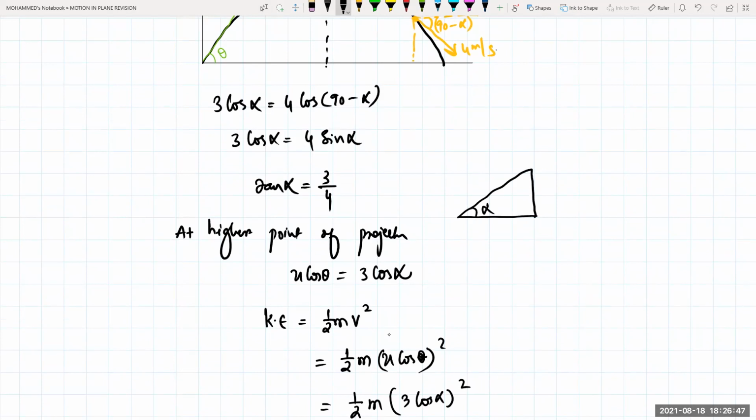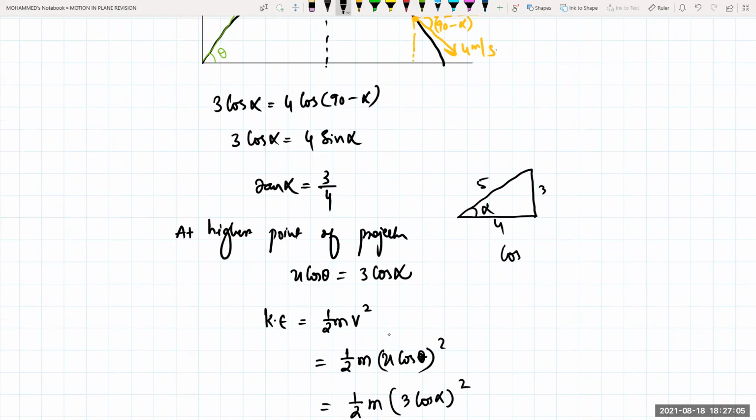This is alpha. That means this is 3, this is 4. This will be equal to how much, beta? Under root of 3 square plus 4 square. So 4 square is 16, 3 square is 9. 16 plus 9 is 25. Root 25 is nothing but 5. Now from this one I can write the cos alpha.